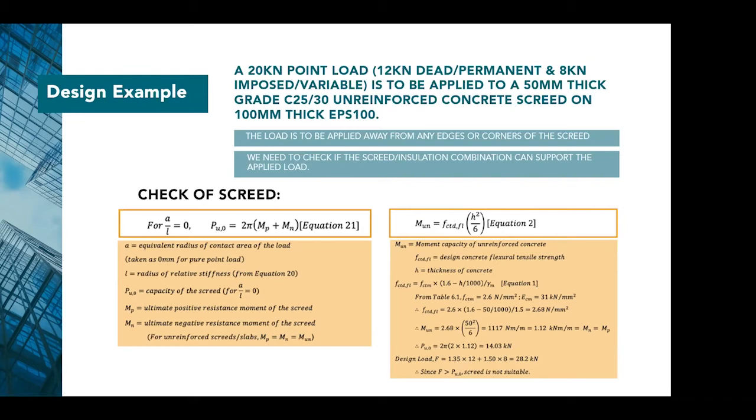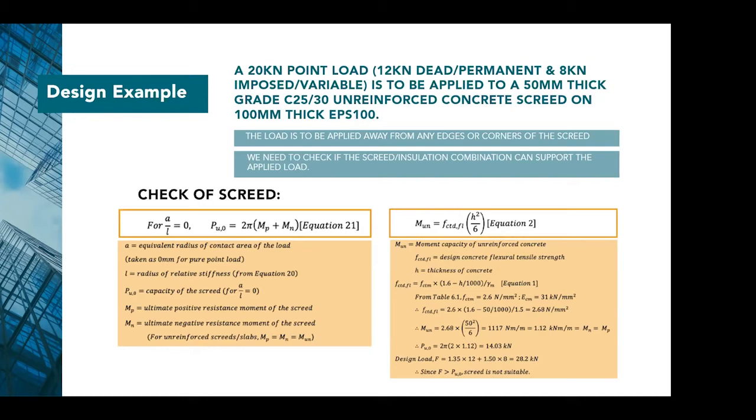Our 20 kilonewton point load is going to have an effect, so we need to look at the screed and at the insulation and see how everything works together. We're going to assume for this case that the load is applied away from the edges or the corners, and we need to check that the screed and insulation combination can support the applied load.